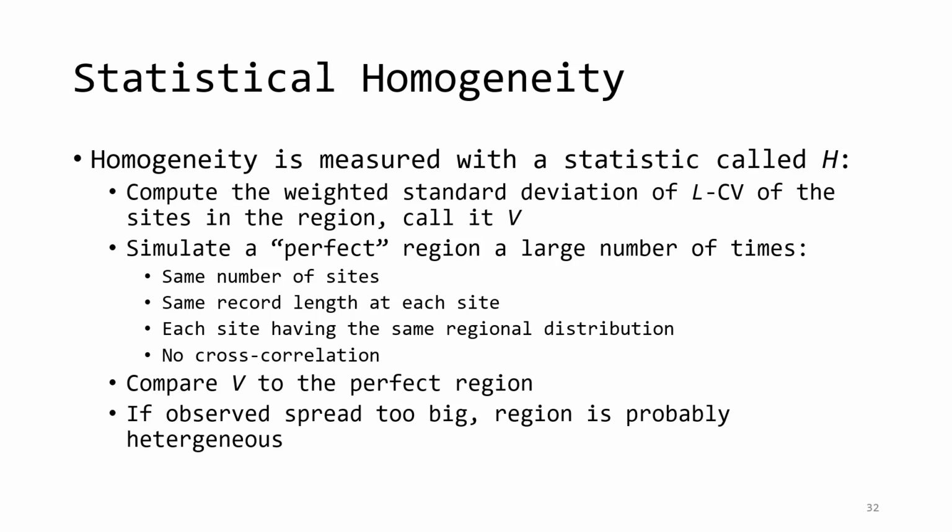If H is low, usually under 1, then the region is probably homogeneous. If H is between 1 and 2, then the region might be homogeneous, but regional refinement is beneficial and is likely to improve the model. Regions with values greater than 2 almost definitely need to be refined.